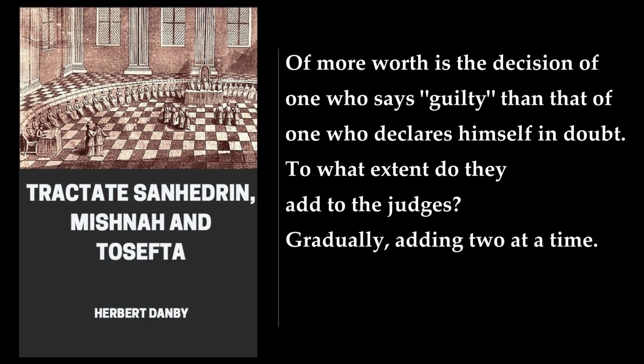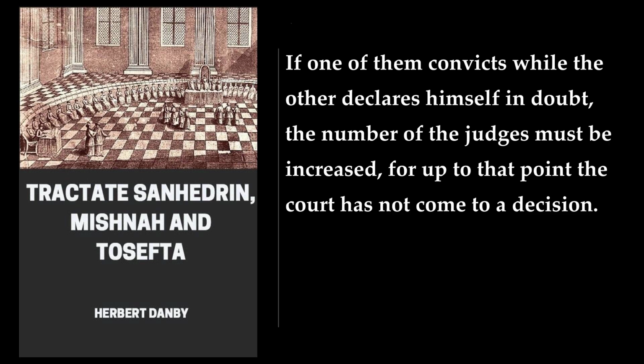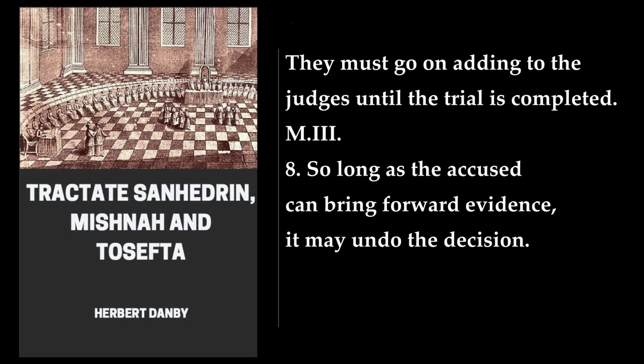To what extent do they add to the judges? Gradually, adding 2 at a time. If both, the new judges, declare him innocent, he is adjudged innocent. And if guilty, he is adjudged guilty. If one of them convicts while the other declares himself in doubt, the number of the judges must be increased, for up to that point the court has not come to a decision. If one says innocent, and another guilty, and another declares himself in doubt, the number of judges is increased, for up to that point they have but added 1, to either side. 4a. They must go on adding to the judges until the trial is completed.